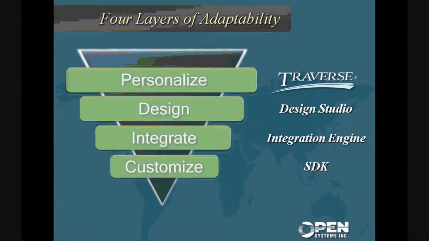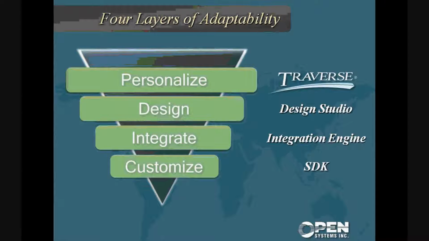The third layer of adaptability is integration. Many times the business has outside systems such as websites or an employee expense tracking system, and they want to integrate that to the Traverse back office system. This can now be done in a tool called the Traverse Integration Engine.